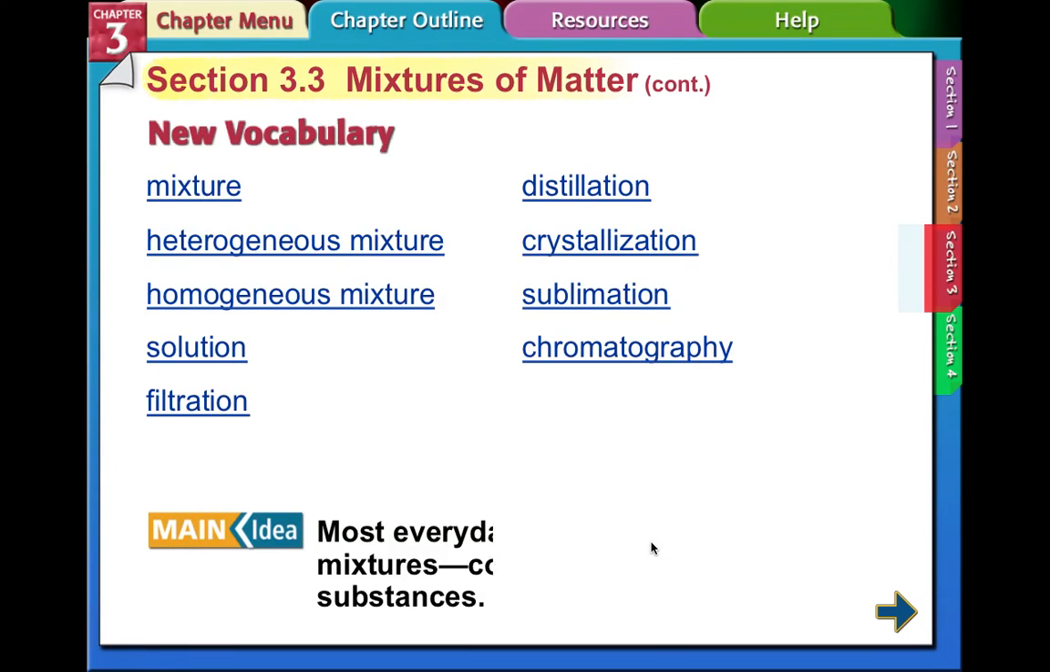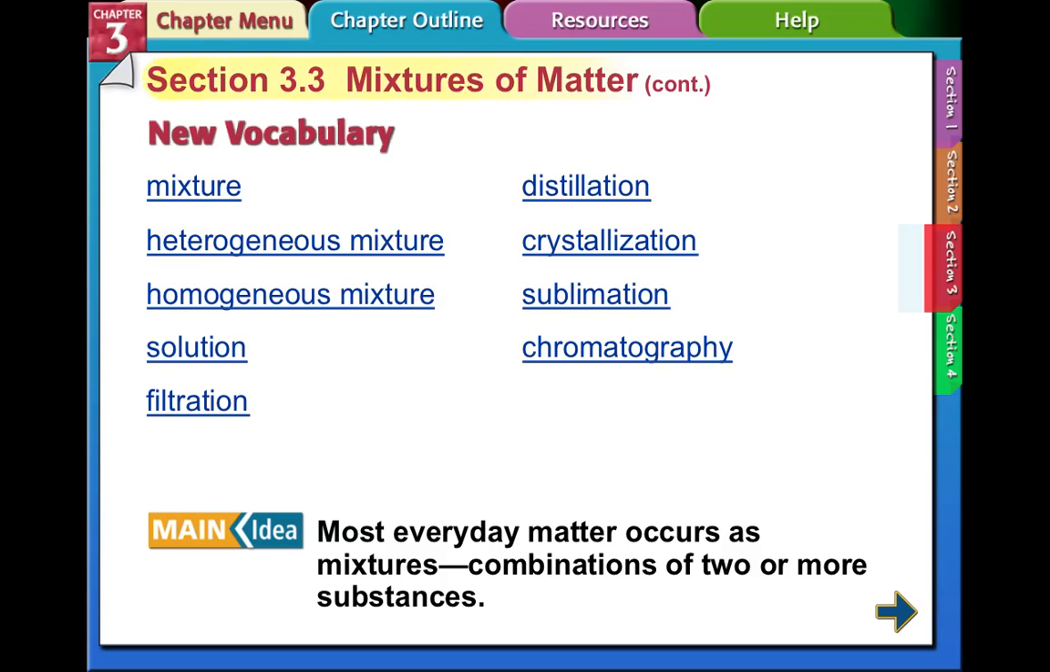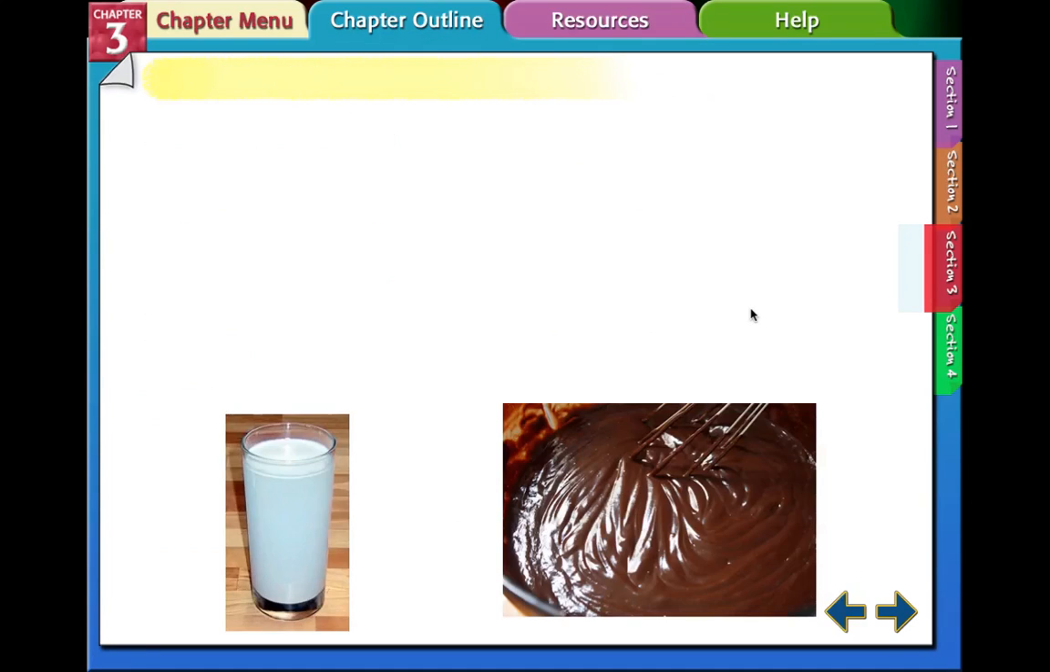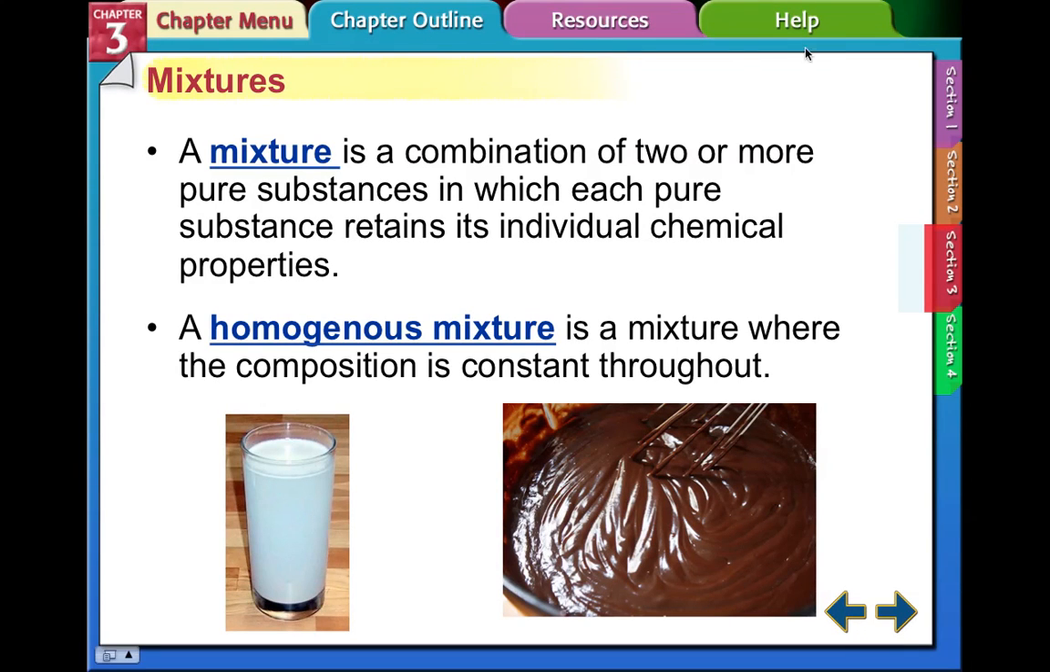Okay, new vocabulary that we're going to talk about. Mixture, heterogeneous mixture, homogeneous mixture, solution, filtration, distillation, crystallization, sublimation, and chromatography. The main idea for this section: most everyday matter occurs in mixtures, which is a combination of two or more substances. So when you go out in the world, every day you're going to see a lot of mixtures, but very few substances.